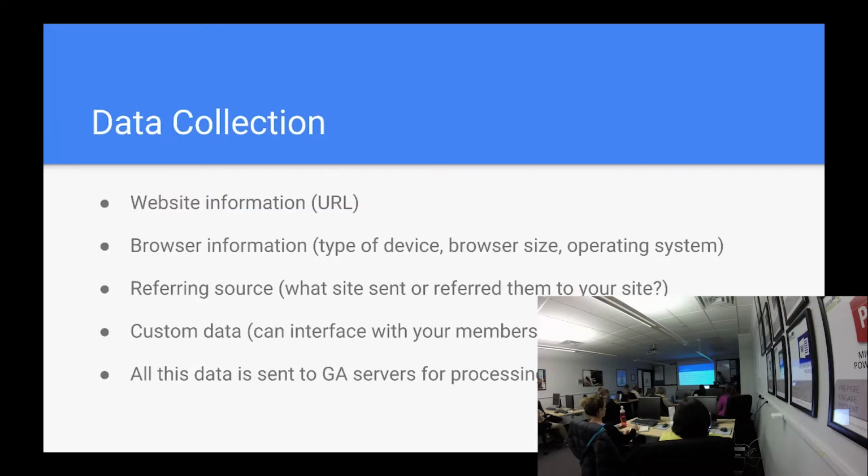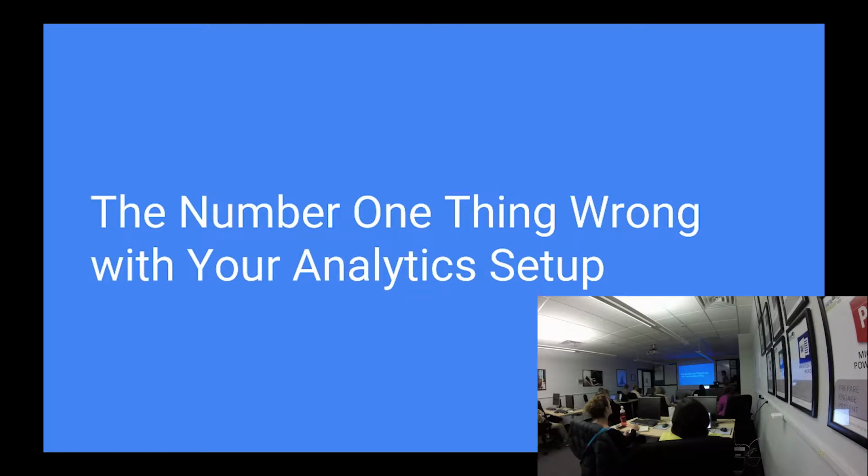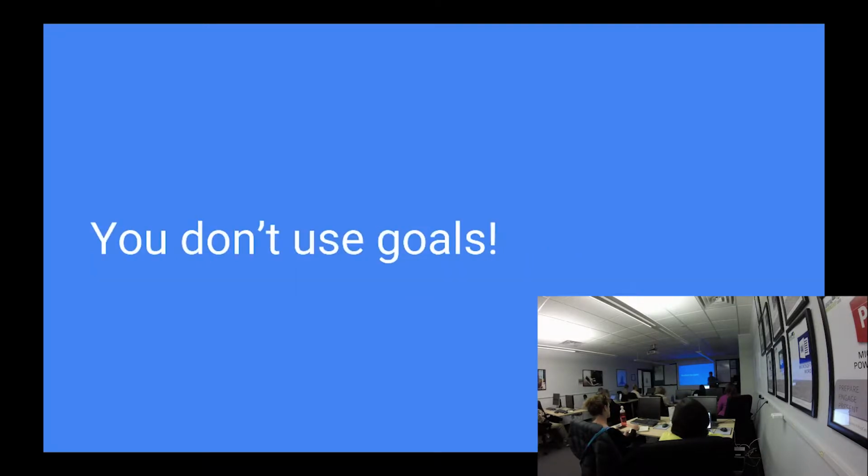I will tell you that there are really two steps to setting up Google Analytics. The first one we talked about, and that is putting the code on every single page of your website. That's step 1. And step 2 is setting up goals. The number one thing I see wrong with every analytics setup is that people don't use goals. I'm going to show you how to set up a goal today, and we're going to talk about what those are.